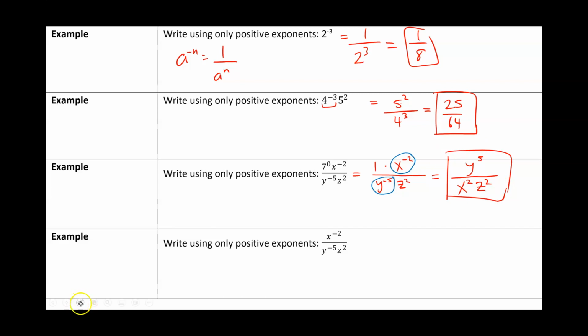Another example, I'm going to highlight the terms that have a negative exponent. That's the x to the negative second and y to the negative fifth. And then we flip them. So it's kind of the same thing as here, right? Except there's no 7 to the 0. So x to the negative second goes to the denominator, the y to the negative fifth goes to the numerator, and then we still have a z squared. So same answer, but without the 7 to the 0.